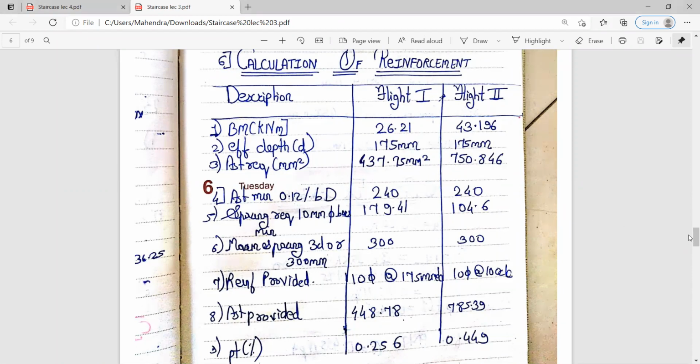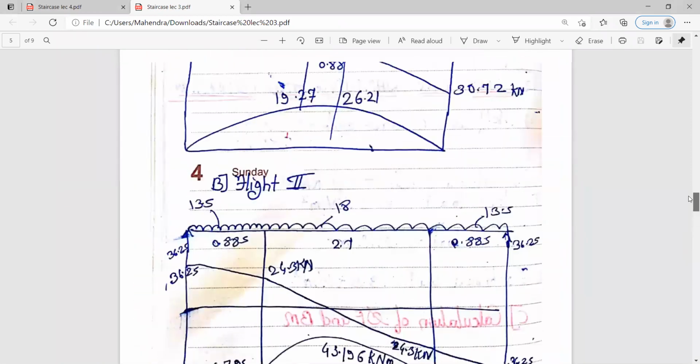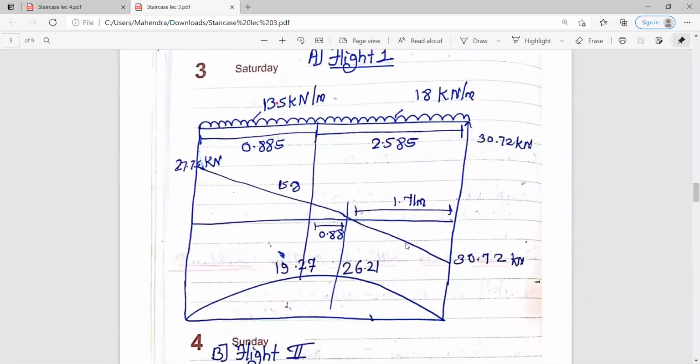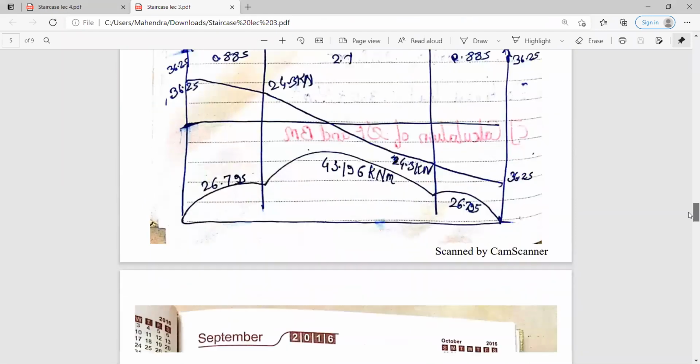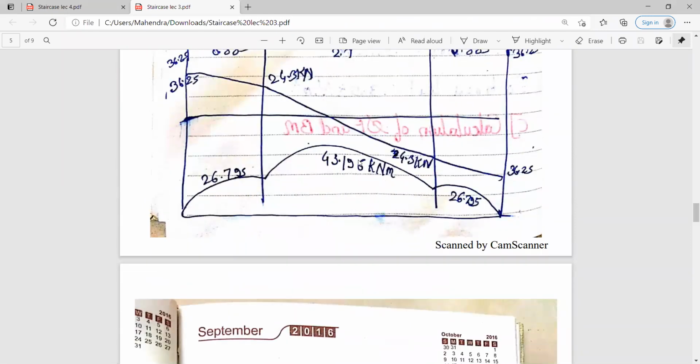The maximum bending moment for flight one, as you can see in the diagram, is 26.21 kilonewton meter. So that maximum bending moment we are going to consider for flight 1. Same for flight 2 also, we are going to consider the maximum bending moment.